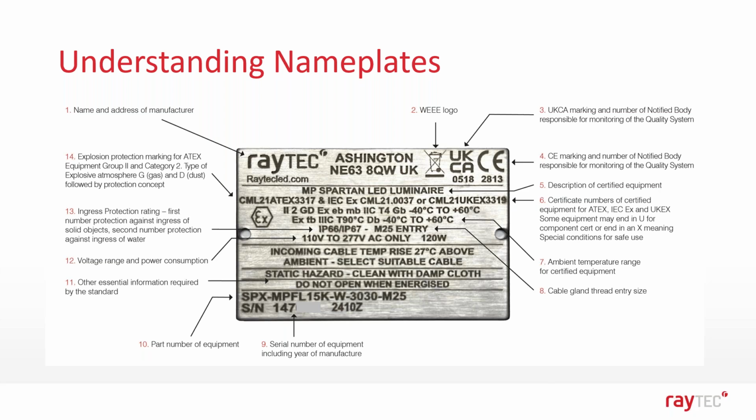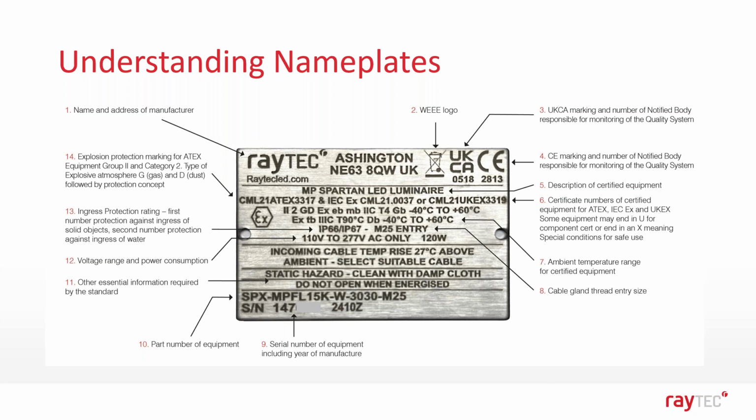And finally, you'll see the explosion protection markings. So this is also critical for understanding how the product has been designed for safe use and what zone it is suitable for. So in this case, Group 2, meaning surface industries, suitable for gas environments. Category 2, meaning Zone 1 applications. GD for gas and dust.